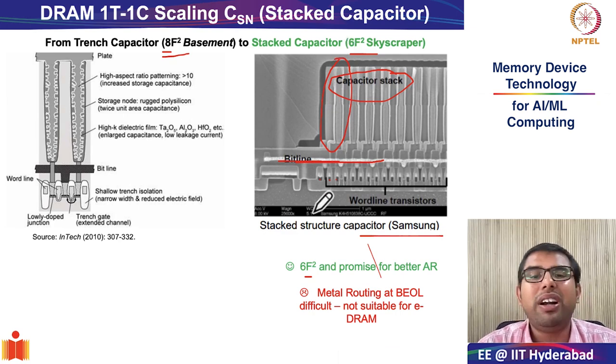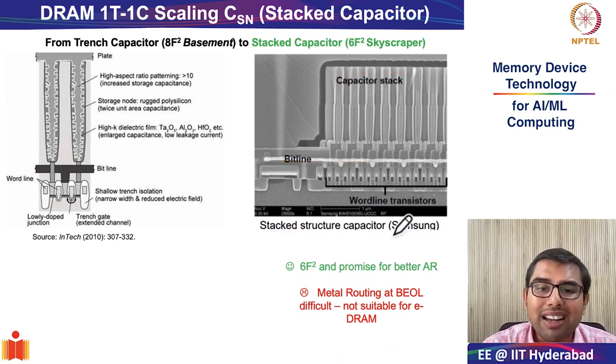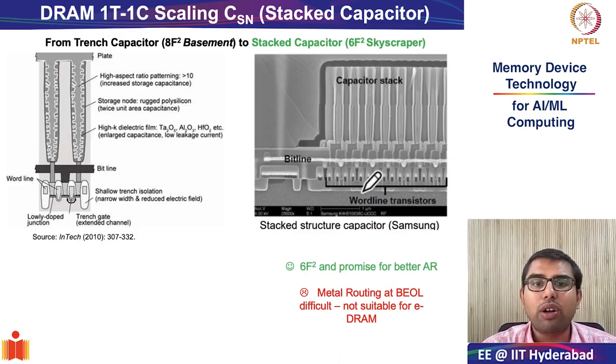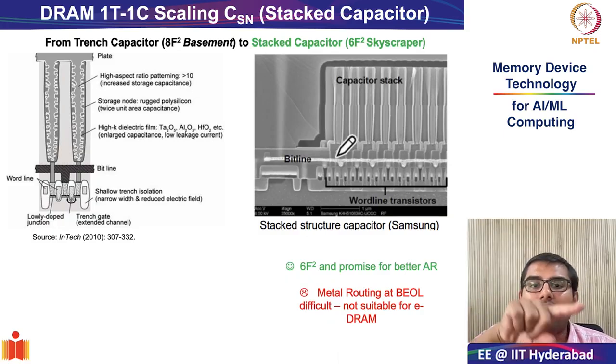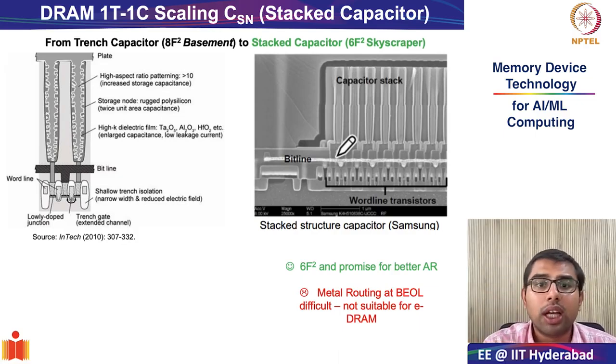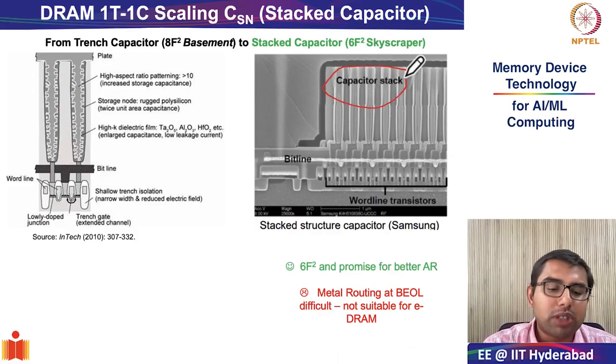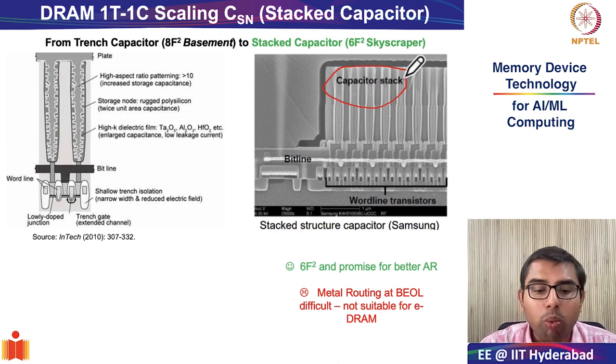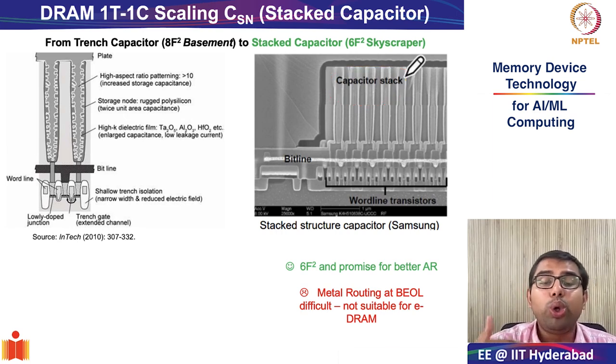However, there are also some difficulties. The difficulty is that metal routing at the back end of the line becomes very difficult. What is the meaning of metal routing? Remember, these transistors which are fabricated at the front end of the line have to be connected with each other through metal layers. You have metal layer 1, 2, 3 and so on. But if you put this capacitor stack in that place, then metal routing becomes a big issue. So this is why it becomes very difficult to use them for embedded DRAM applications, something that we will discuss very soon.